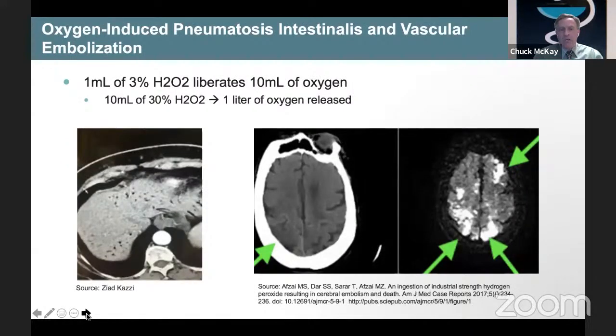Next slide. So this is what can happen when you ingest even a small amount of these highly concentrated hydrogen peroxide products. 1 milliliter of 3%, this is your household, will elaborate 10 milliliters of oxygen. But that means that 10 milliliters of 30% will elaborate about a liter of oxygen. And a liter of oxygen gas in a small space, such as your stomach, will overcome pressure within that organ and force that oxygen out into the tissues. And then you get air emboli, well, oxygen emboli. You might think, well, oxygen, isn't that supposed to be in our bloodstream? Yes, but it's supposed to be carried, bound to hemoglobin molecules, not as large bubbles. And you can end up with strokes and other disabilities because of that. And again, that's from inappropriate use of a high concentration product or from lack of appropriate dilution. Okay, let's go on to the next slide.